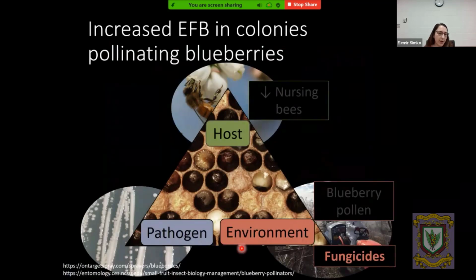Again, looking back at environmental factors, pesticides play a big role in blueberry production, and it's unknown if they are a potential risk factor. Several formulated fungicidal products are used in combination, and we hypothesized that this may decrease larval immunity, increasing their susceptibility to EFB.